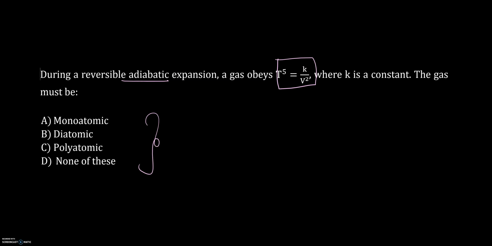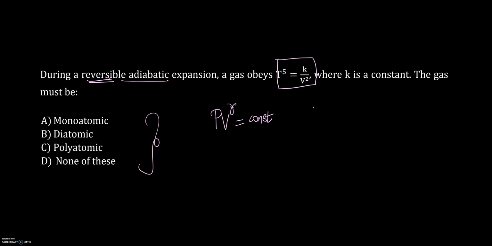Now, this is something very interesting, right? Because you have a reversible adiabatic expansion, and then you're talking about the atomicity of a gas. How on earth are both of these related? Well, let's write down what we know. For a reversible adiabatic process, you know that PV^γ is a constant. Now, this works only because this is a reversible process. For an irreversible process, this doesn't hold good. Be careful about this.